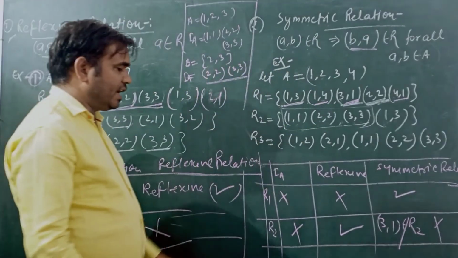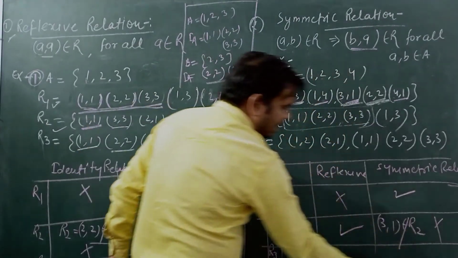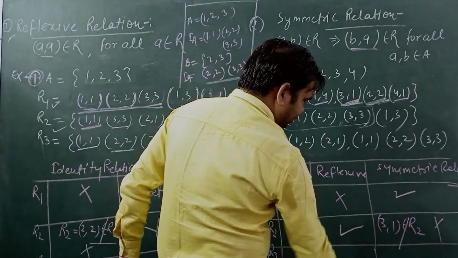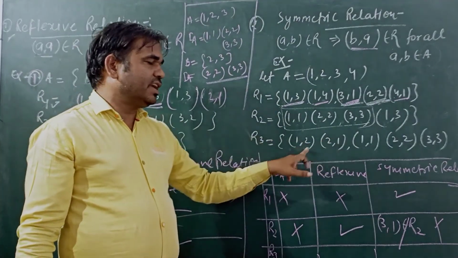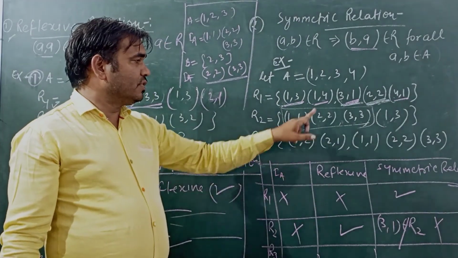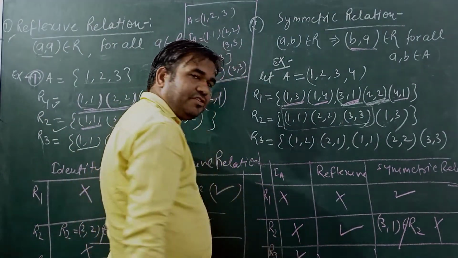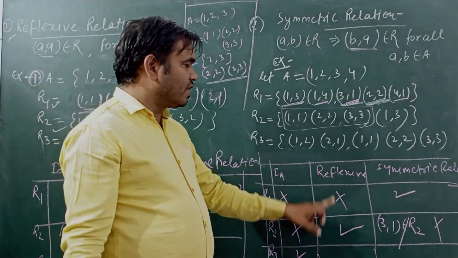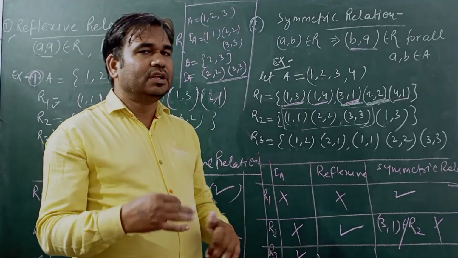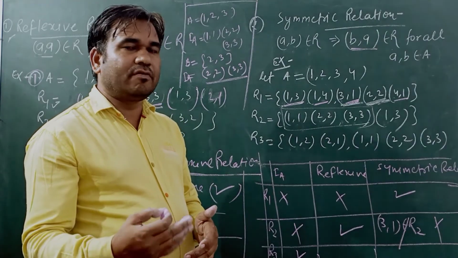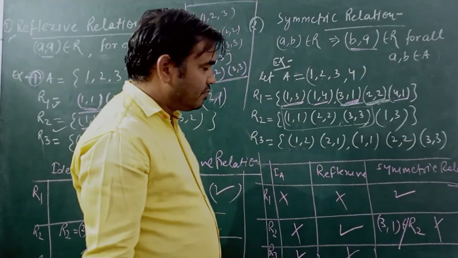Now we take relation 3. In relation 3 we find (1,2), (2,1), (1,1) here, but (2,2) and (3,3) are not here. So this is not identity relation. For reflexive, if any relation is not identity, it should not be reflexive. So this is not reflexive.